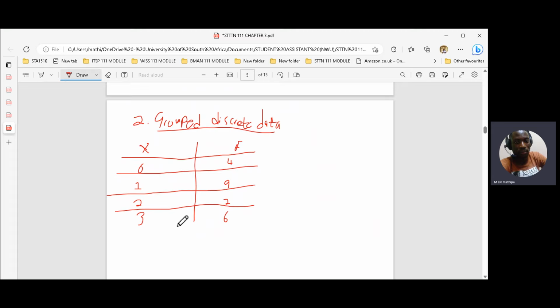Even for grouped discrete data, we're going to use it to calculate the arithmetic mean, median, and mode, but unfortunately we are not going to do the quartiles, because for grouped discrete data we only have the quartiles for that.